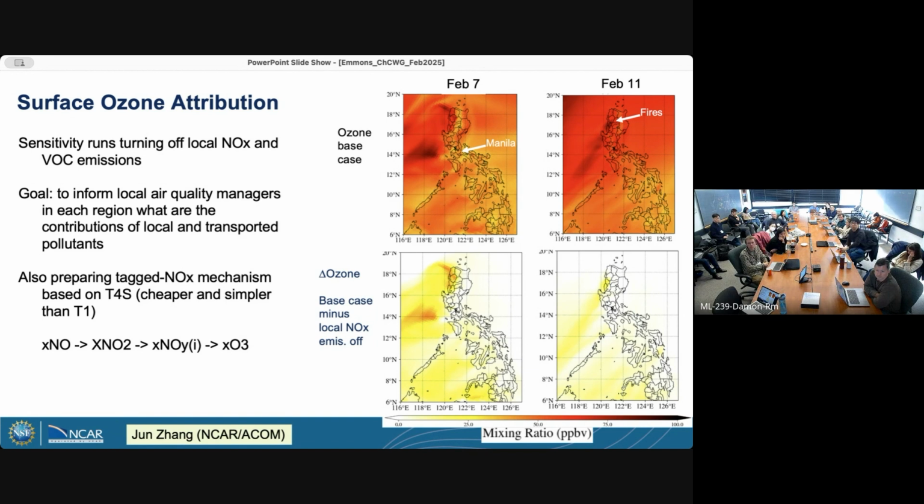And so on the bottom here, we can see that there's a nice ozone plume west of Manila. The airflow this time of year is from the northeast, producing NOx emissions in Manila out to sea. And then there were also fires in the northern parts of the Philippines. What we really want to do is have tagged NOx as opposed to turning off emissions.